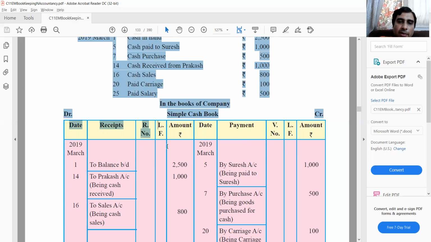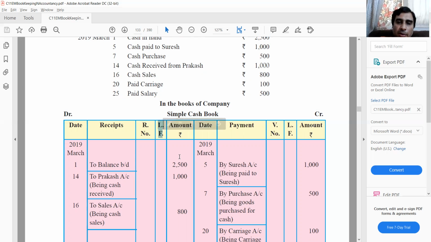Ledger folio will be blank till the time you have not yet posted it into the ledgers. So once you do the posting into the ledger, then this will have the page number on it. But when you start making the cash book, this column will be blank. This one will always have a number.